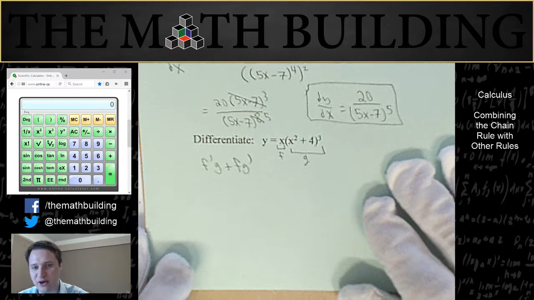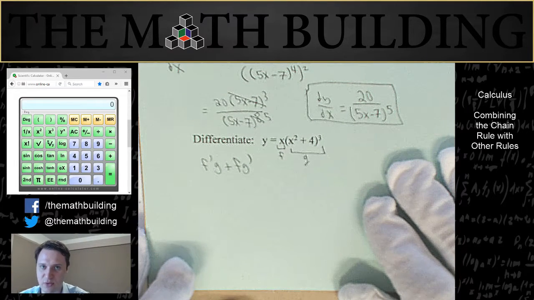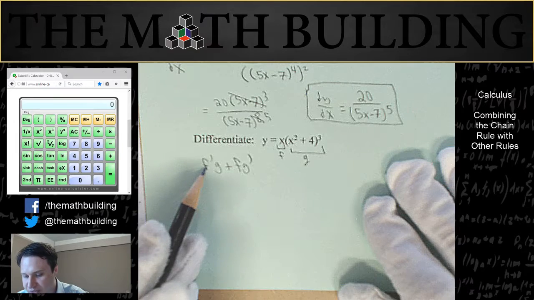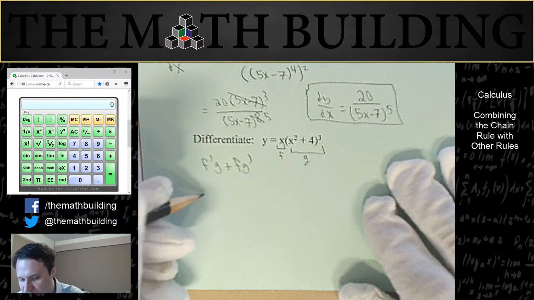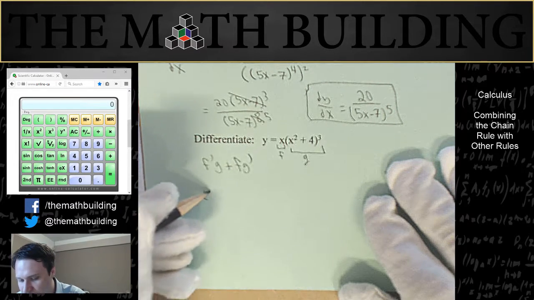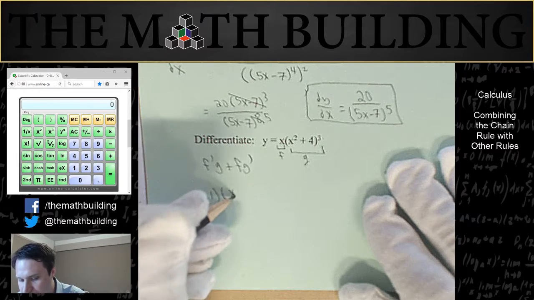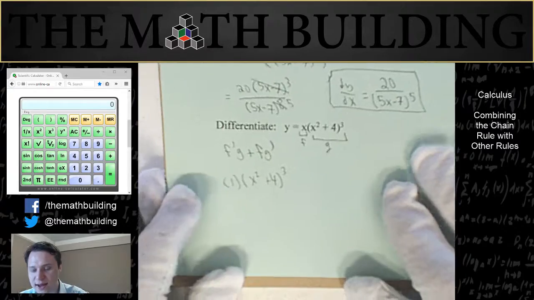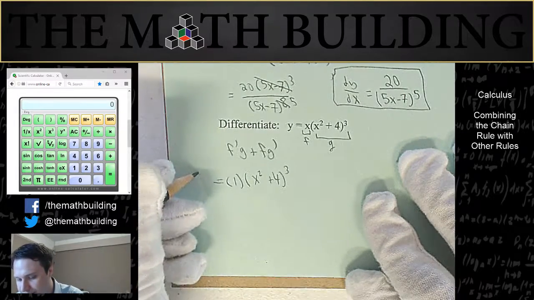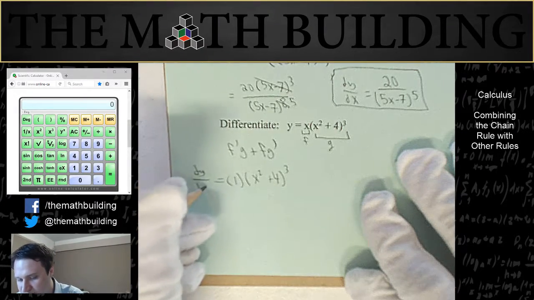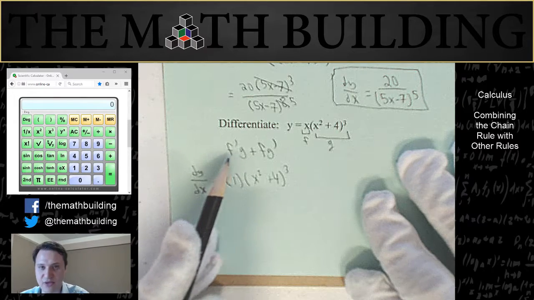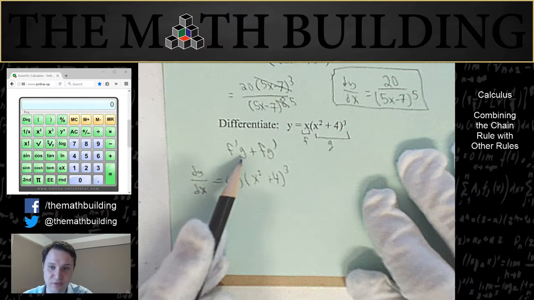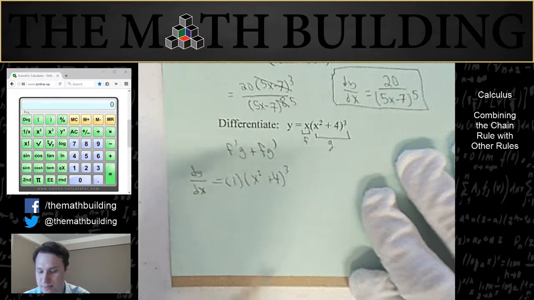So let's be careful here and think about when we need to use the chain rule. First I have f prime g, so the derivative of x is 1 times g. Do I need to do the chain rule there? The answer is no, because I was taking the derivative of f. I wasn't taking the derivative of g, I was just copy-pasting g.